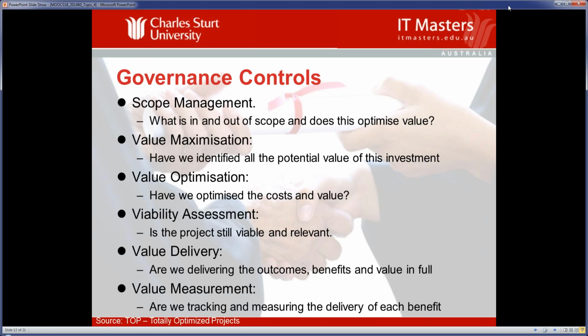And of course, to do that, we need to measure the value. So part of the program manager's role that reports through to the governance committee, and they do the ongoing work, is how we're actually tracking and measuring the delivery of each of those benefits. So we talked a little bit about that in more detail last week.